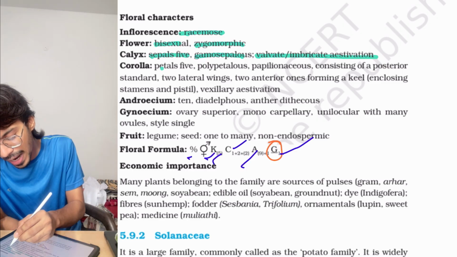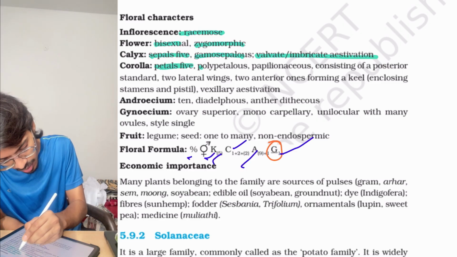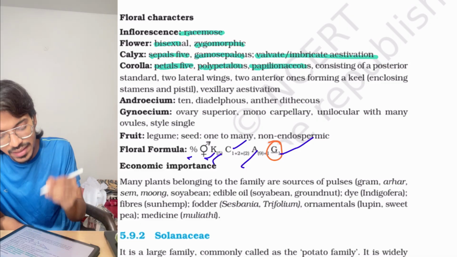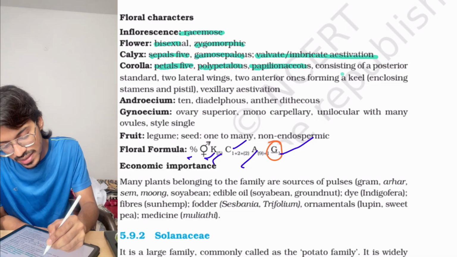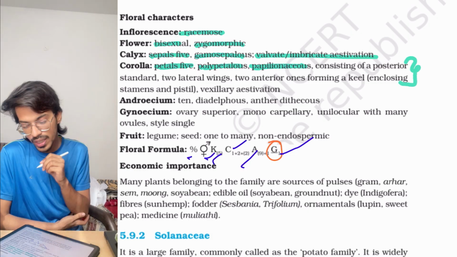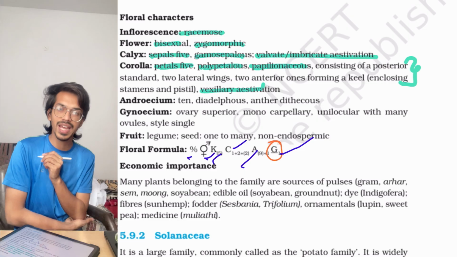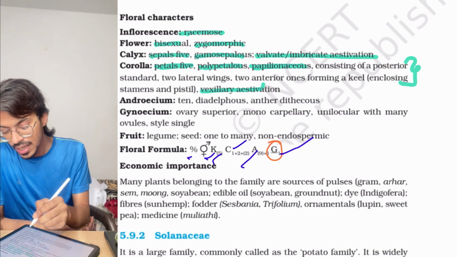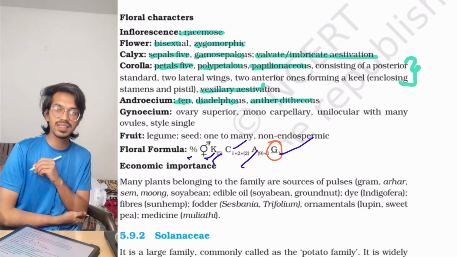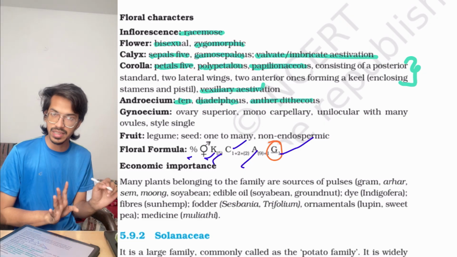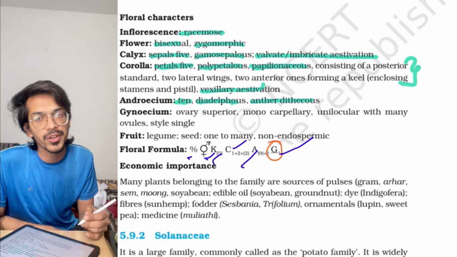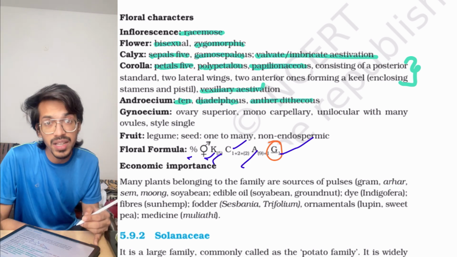Then the petals are 5. Polypetalous condition is there because they are not joined together. Papilionaceous kind of aestivation is there in these cases, which they have explained in these lines. They even said that vexillary aestivation can be present in some of them. Then the androecium is 10, diadelphous, and anthers are dithecous, meaning two thecae are present inside. We used to call it dithecous. The same thing we have studied in sexual reproduction in flowering plants also.